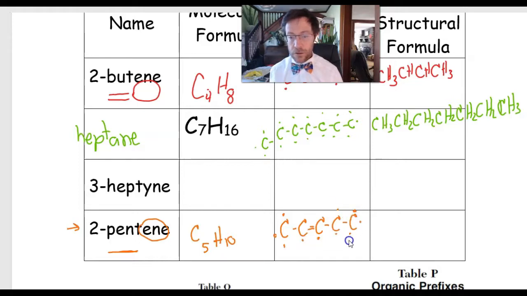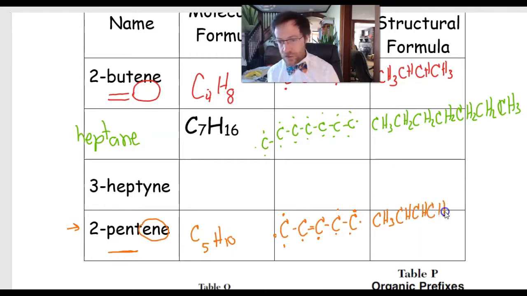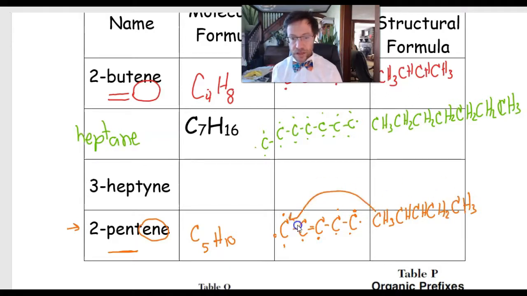Done. Condensed structural. My first carbon has 3 hydrogens. Second carbon has 1. Third carbon has 1. Fourth carbon has 2. Fifth carbon has 3. Right? So that is that guy. You guys see how this works?